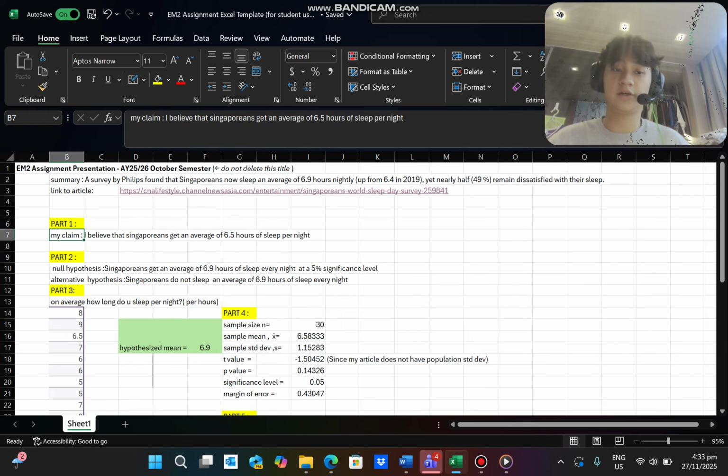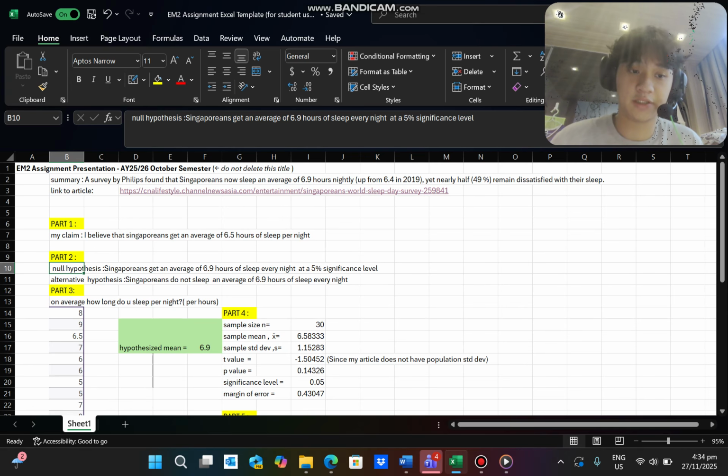For my article, I've chosen the CNA Lifestyle article, where they talk about how Singaporeans sleep an average of 6.9 hours of sleep per night. For my claim, I believe that Singaporeans only sleep an average of 6.5 hours of sleep per night.